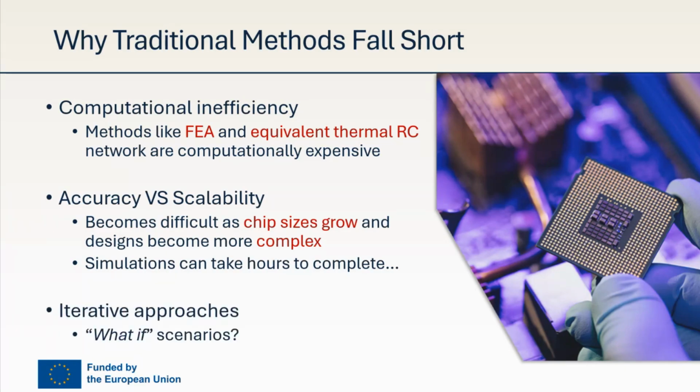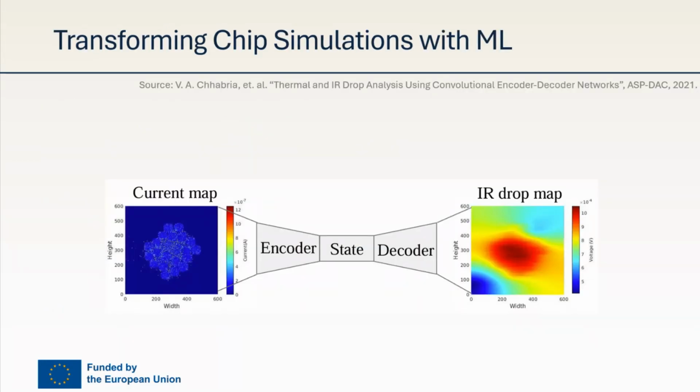And in traditional analysis, iterative approaches are commonly used to refine results, but they come at a significant cost. This becomes a major bottleneck, especially when designers need to explore multiple what-if scenarios, what-if analysis, such as adjusting power distribution or modifying the layout to improve thermal performance. So to meet the competitive time-to-market demands, designers need to find tools that deliver accurate results at a fraction of the time. And of course, this is where machine learning comes in.